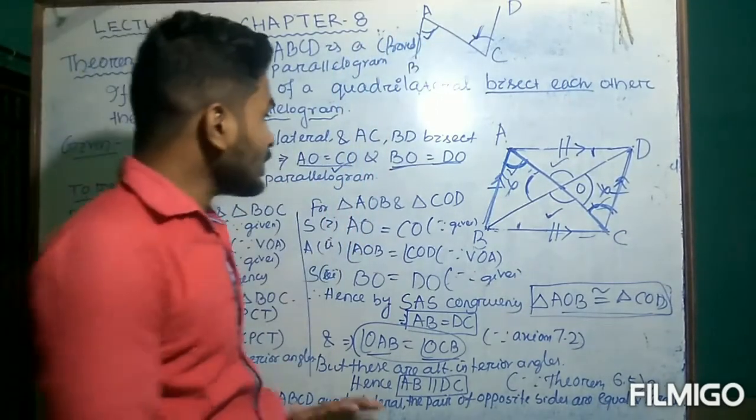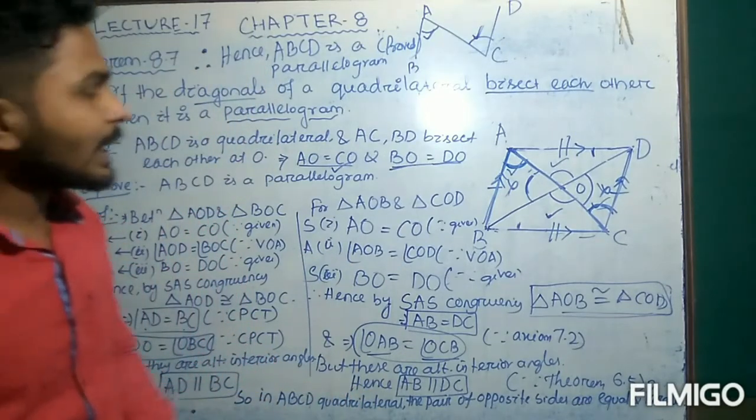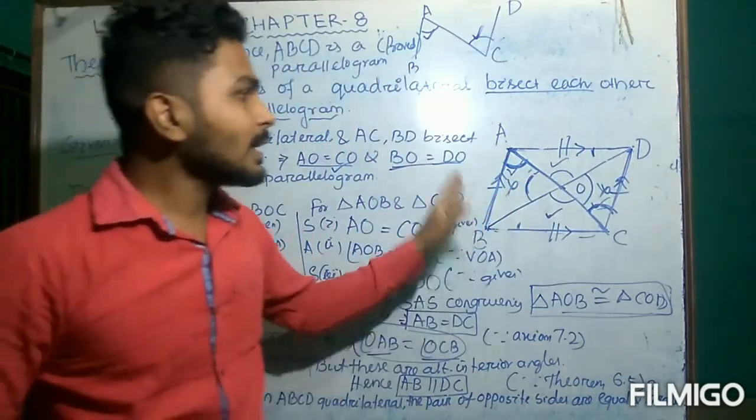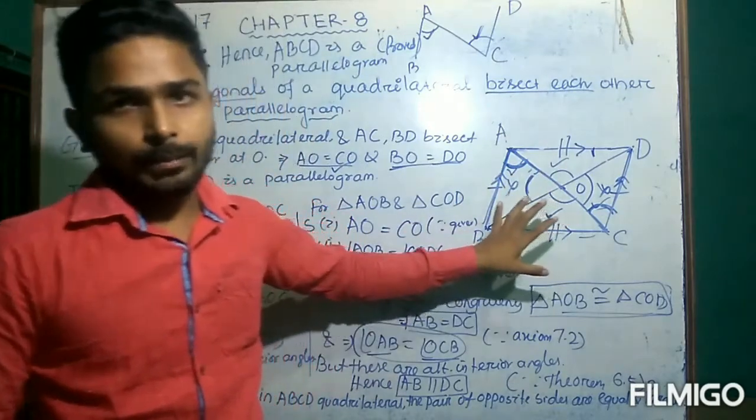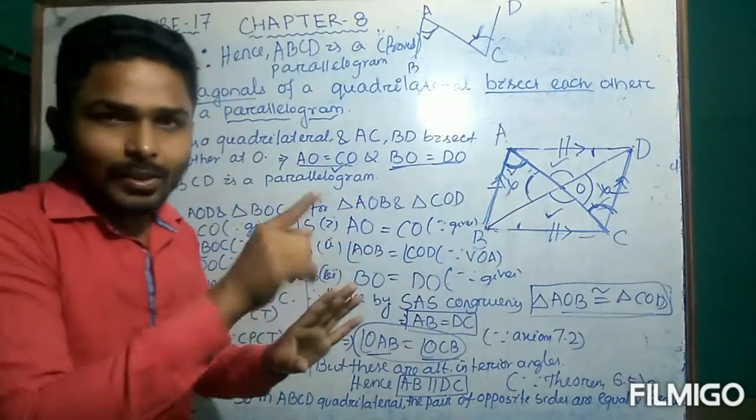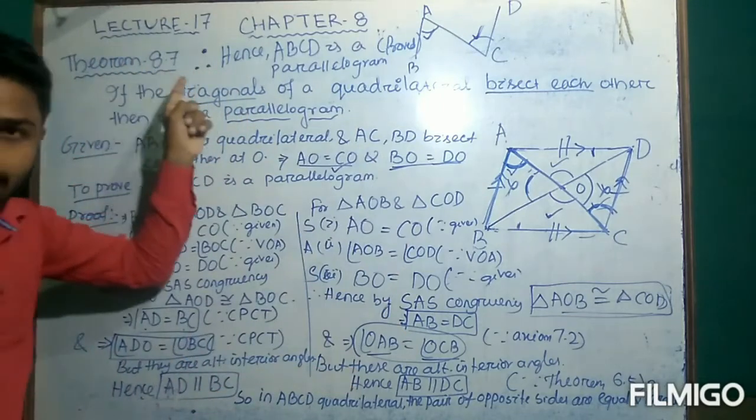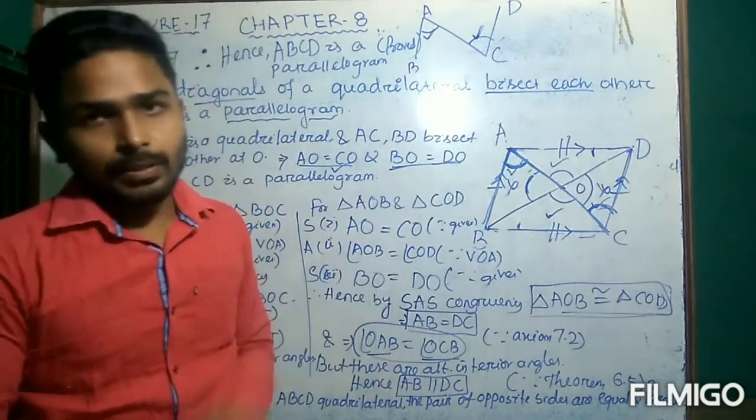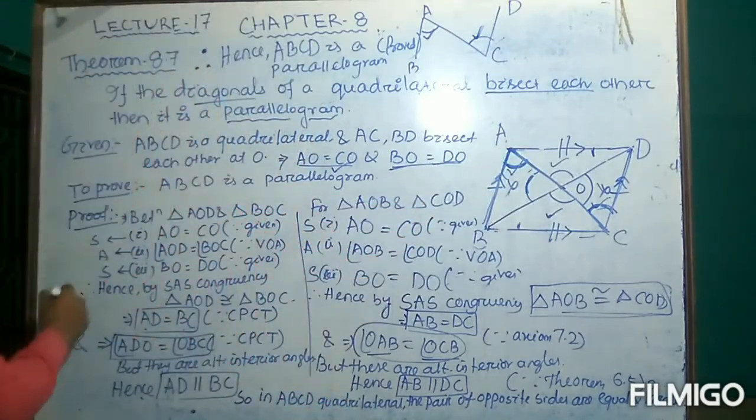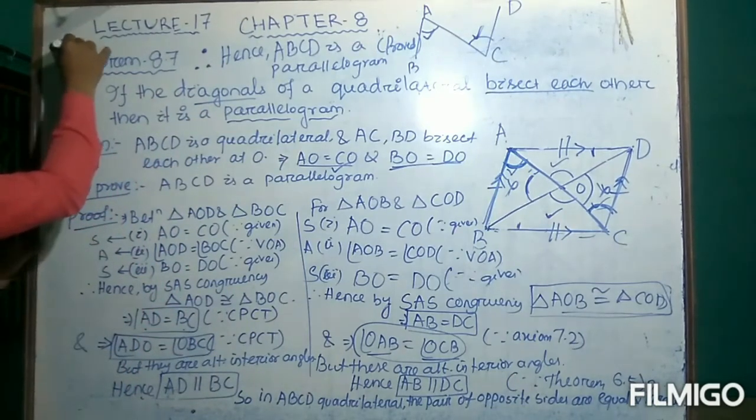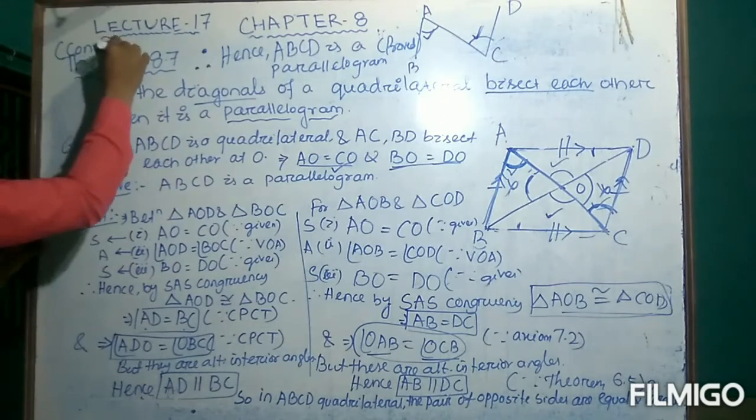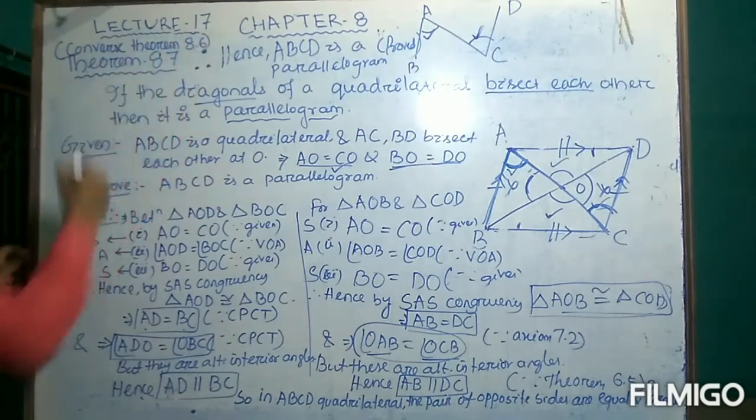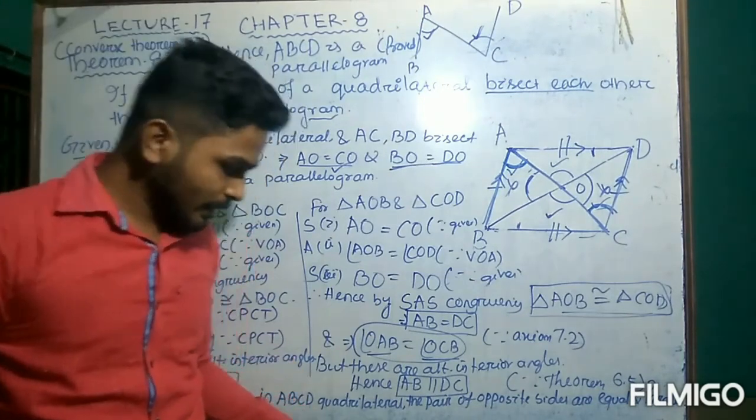Understood? So what we have concluded here is that if in a quadrilateral the two diagonals bisect each other, then definitely this quadrilateral is a parallelogram. This theorem is just the converse of its previous theorem, theorem 8.6, where it is given that in a parallelogram the two diagonals bisect each other. That is why this theorem 8.7 is also known as the converse of theorem 8.6, because it is just the opposite of theorem 8.6. Now you understood?